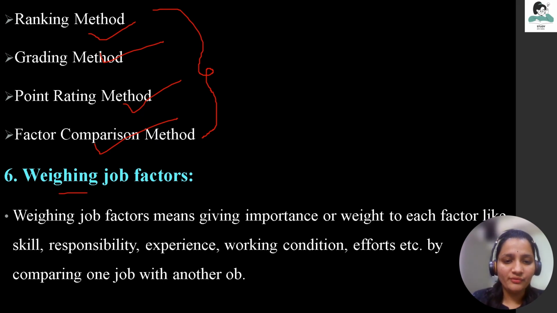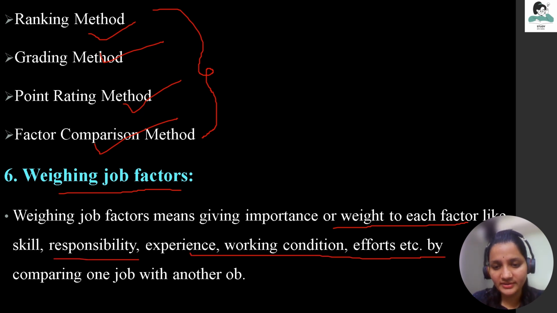Next we have weighing job factors. Weighing job factors means deciding which factors are more important for the organization. It means giving importance or weight to each factor like skill, responsibility, experience, working conditions, efforts, etc., by comparing one job with another job. So we decide which factors are more important for the organization and give them appropriate weightage, so that jobs can be compared fairly. Job factors are all things: skills, responsibility, duties, experience, etc. Every factor is given some weightage so that it can be evaluated easily, and we compare jobs in a fair manner.